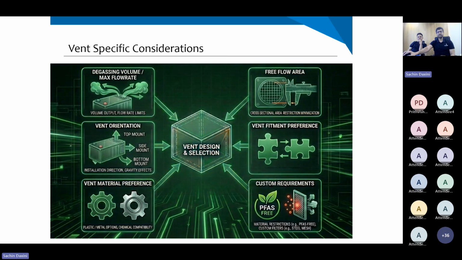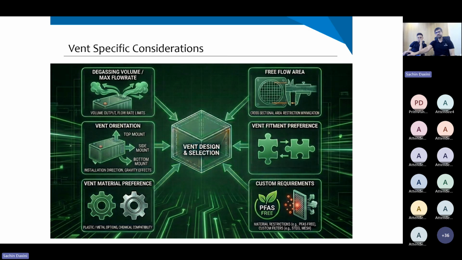In addition to the pack level discussion points that we would have, there are also vent level, vent specific considerations that are important. Firstly, at what kind of degassing rate are you expecting the vent to perform? Different customers will have different SOPs for their degassing rates. So we need to understand this so that the vents can be designed or configured accordingly.